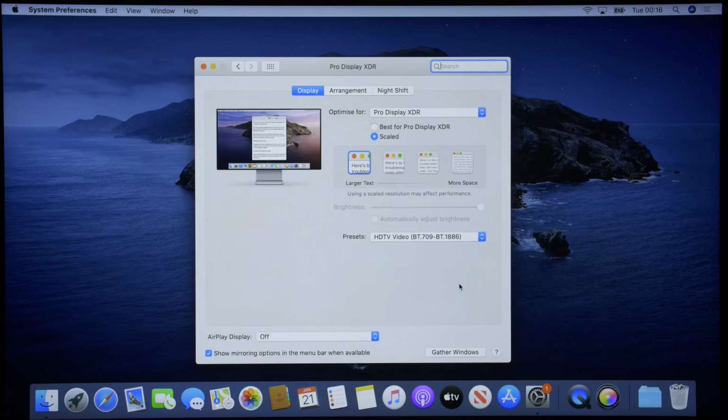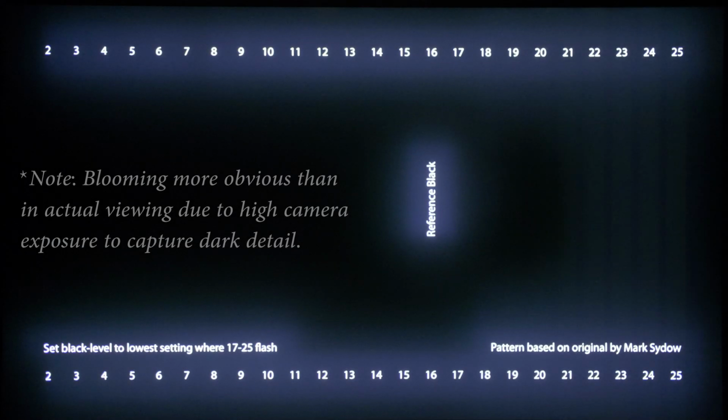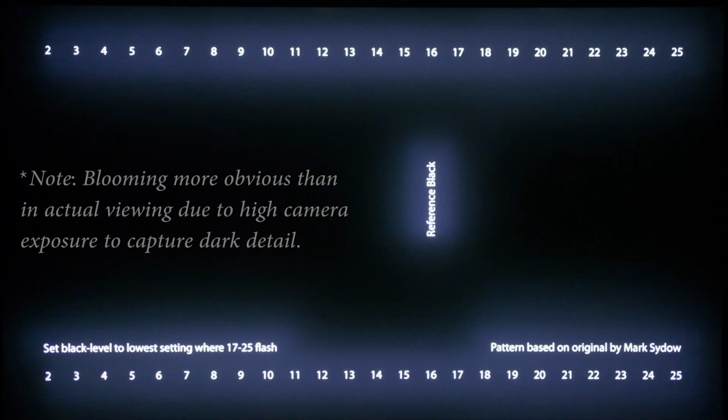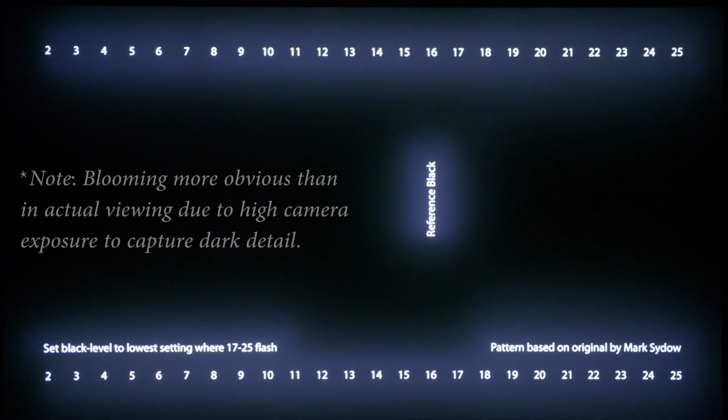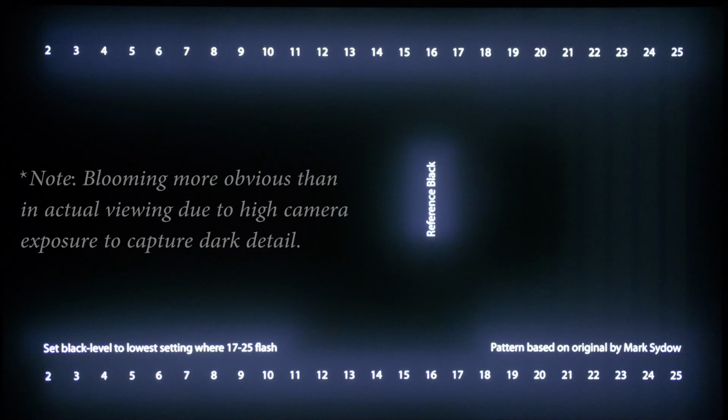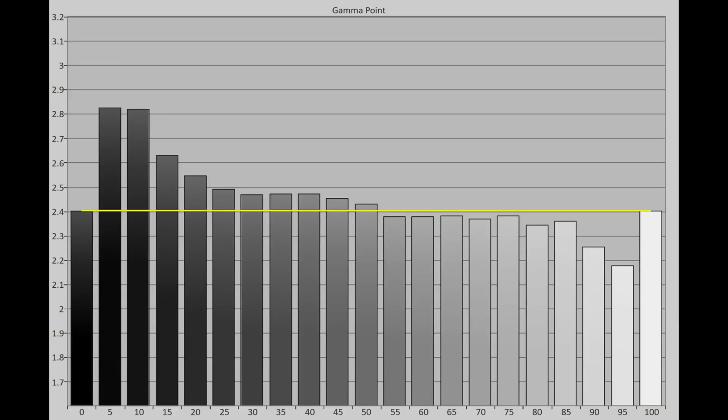When I started testing the Apple Pro Display XDR a couple of weeks ago, I discovered that the monitor was crushing some shadow detail in SDR mode, even in the most accurate HDTV video preset. If you look at this black clipping test pattern, you can see that the bars only started flashing at around 20 or 21, meaning that shadow detail from 17 to 19 was being crushed. This was reflected in objective measurements as well, with gamma spiking close to 2.8 near black.